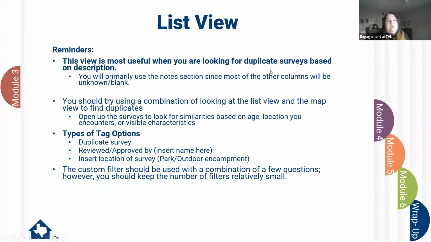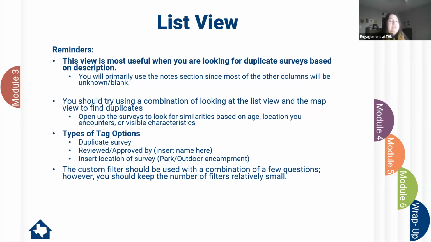And I also want to talk really quickly about the list view. So the list view is another option that you can use to view surveys for duplicates based on the description and the actual aspects of that survey. You'll primarily use the note section and other columns in conjunction with the map view to find those duplicate surveys. So you can open up the surveys and look for similarities based on age, or location, or other visible characteristics.